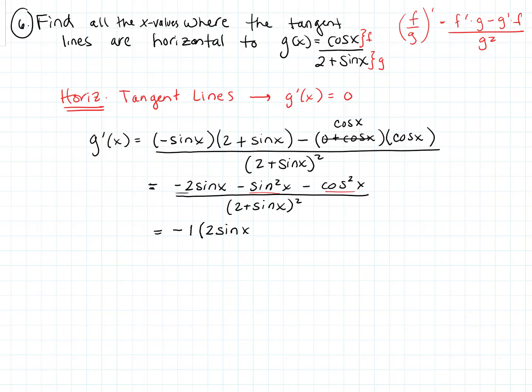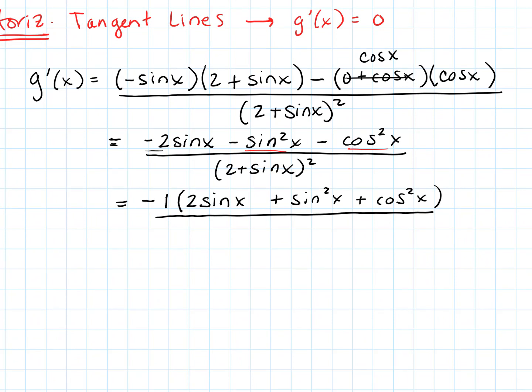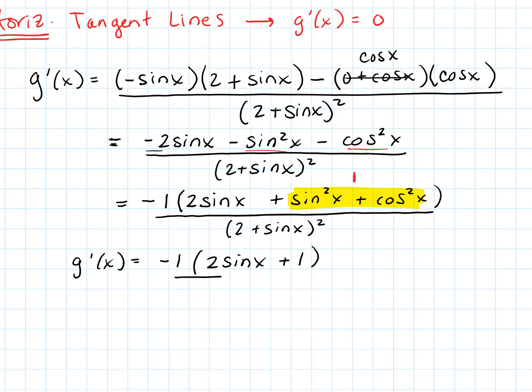We have 2 times the sine of x plus the sine squared of x plus the cosine squared of x, all divided by 2 plus the sine of x squared. But then, of course, this piece right in here is that Pythagorean identity. That's just 1. So my derivative ends up just being negative 1 times 2 sine of x plus 1, divided by 2 plus the sine of x quantity squared. That worked out really nice.